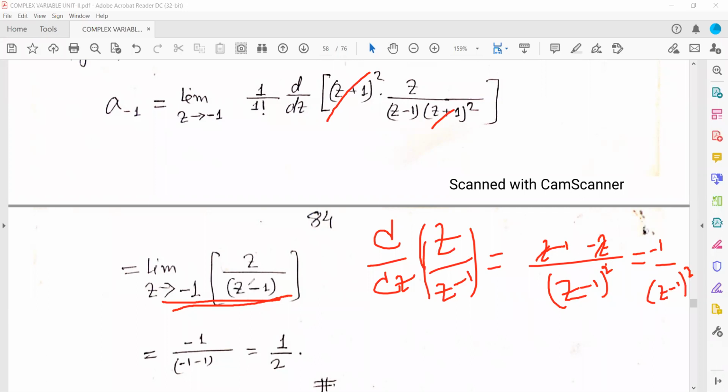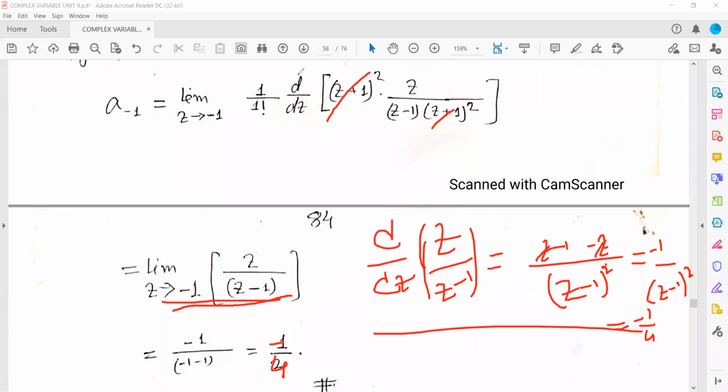I think I did something wrong here. Now you put z equal to minus 1. So minus 1 minus 1 is minus 2, whole square is 4. So that will be minus 1 upon 4. Okay, so you make some correction here in your note. This is minus 1 upon 4. This correction you need to do.